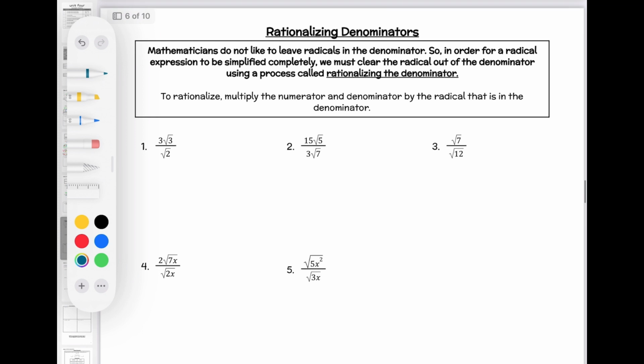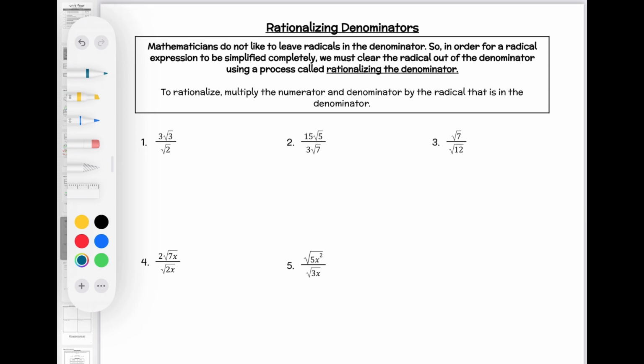The next thing we're going to do is what happens when we have a radical left over in the denominator. Mathematicians do not like radicals in the denominator. So we need to do a process called rationalizing the denominator. What we want to do is multiply the numerator and denominator by the radical in the denominator. If you look at number 1, there's a square root of 2 in the bottom. So what we have to do is multiply by the square root of 2 on the top and the bottom.